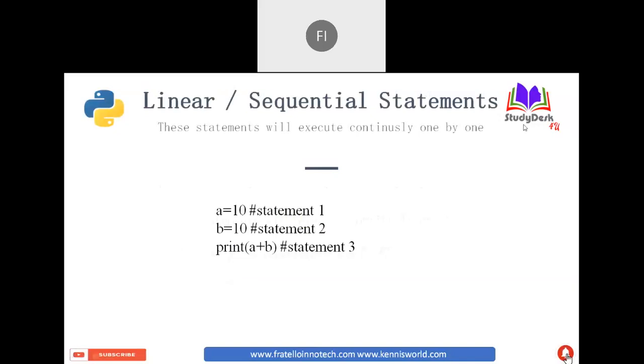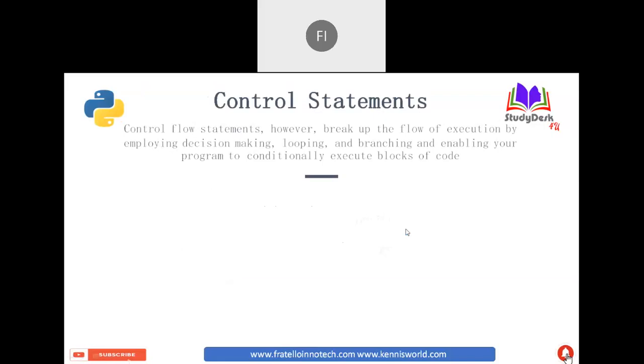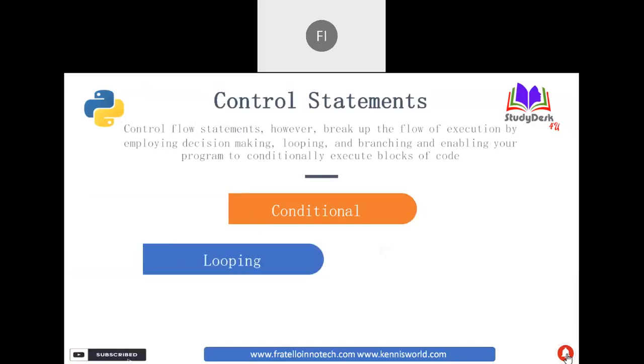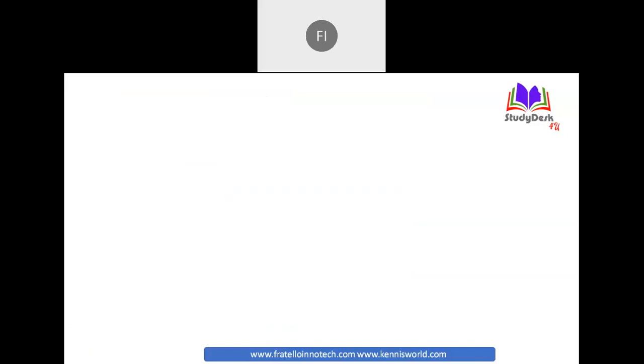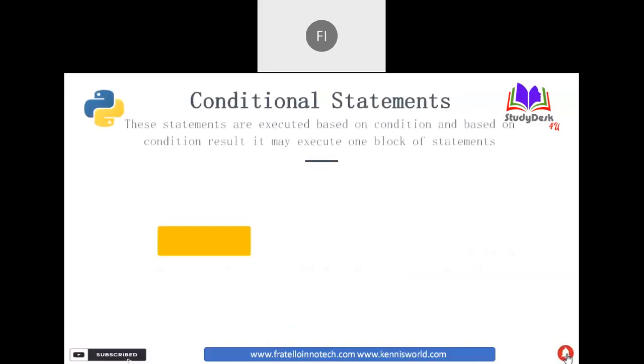As I just mentioned, linear or sequential statements will execute one by one, line by line. It doesn't have any condition. Now if you go for control statements, as I mentioned, these are based on a condition. We have conditional, looping, and termination statements, as I mentioned just before. Under that, I'm going to start with the first one, the conditional statement.